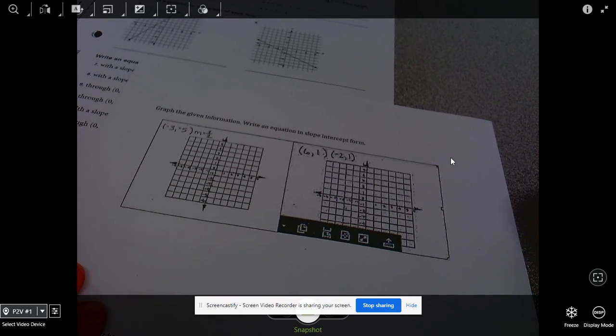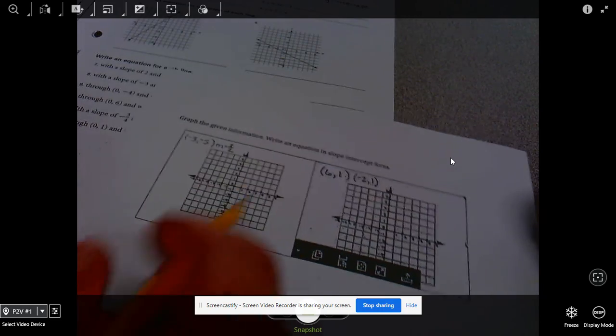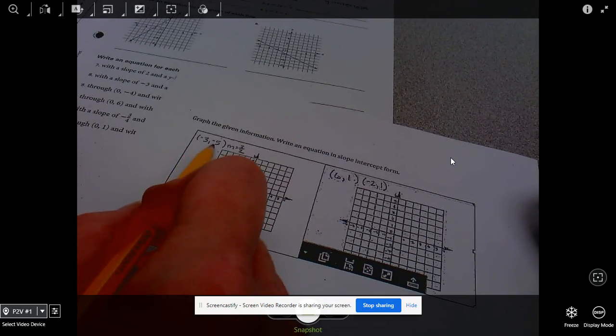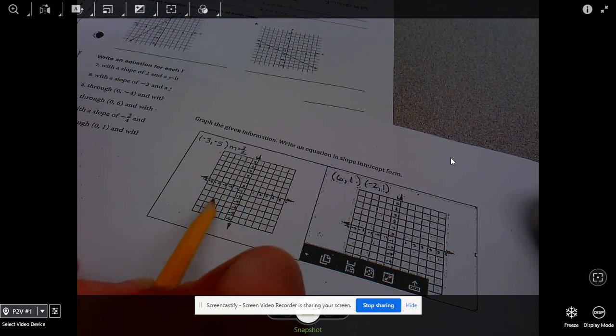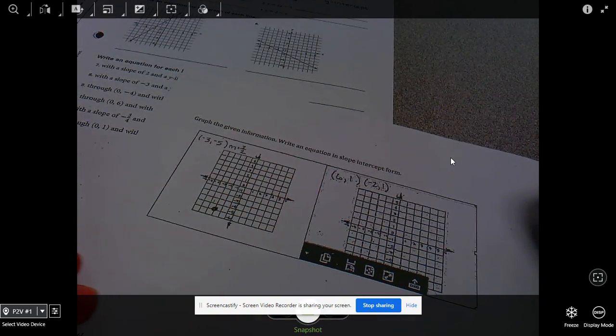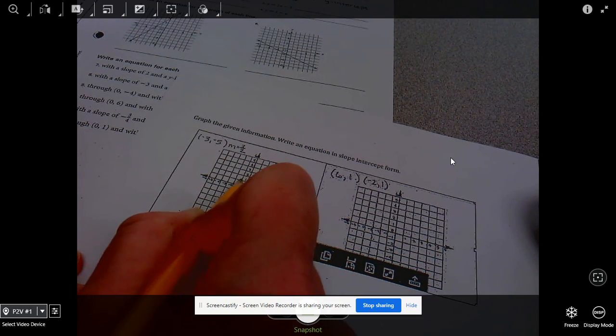Next one, it says, given the information, write an equation in slope-intercept form. The first one says we're going to start at the point -3, -5. So we go over to -3 and -5 and put a big fat dot. The slope is 3 over 2, so go up 3, over 2. Up 3, over 2.